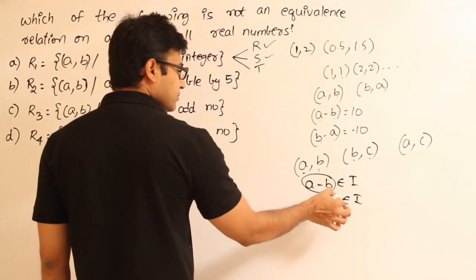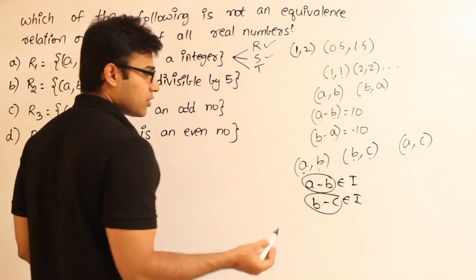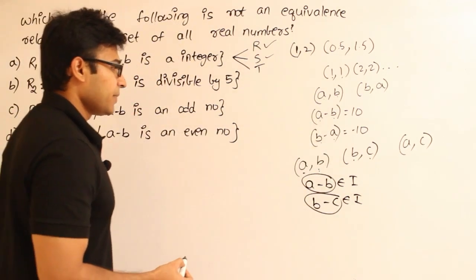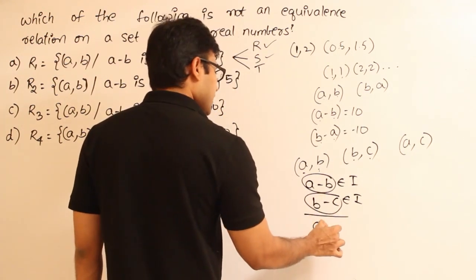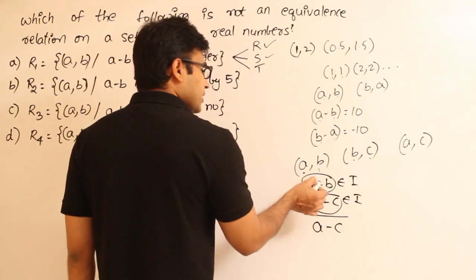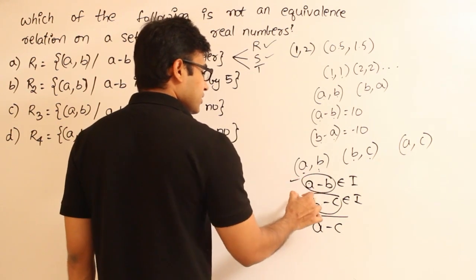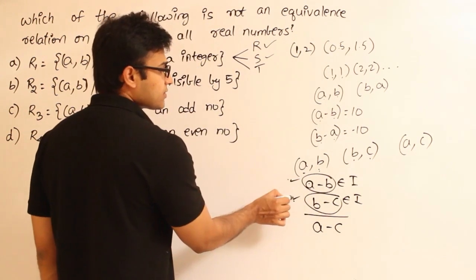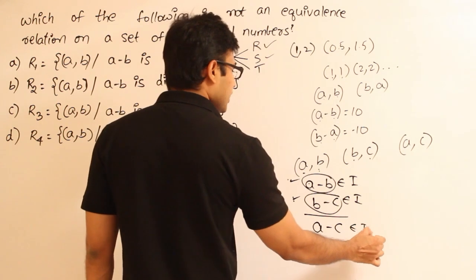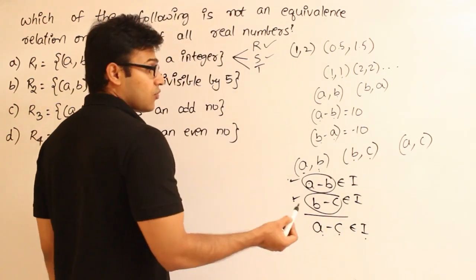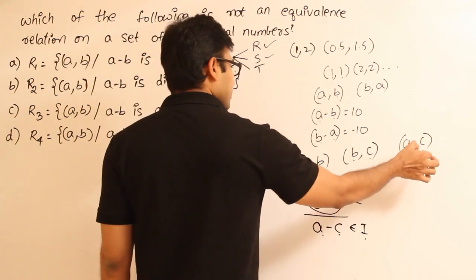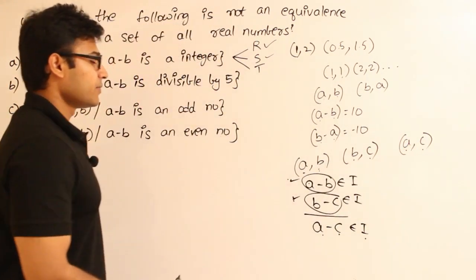This is an integer and this is an integer. That is what we know as of now. Now if we have two integers, just add them. Then what do I get? A minus C. So if A minus B is an integer, if there is an integer and an integer, the sum of two integers is definitely going to be an integer. Therefore a minus c is also going to be an integer. Then what can we say? We can say that a comma c will also belong to the relation.